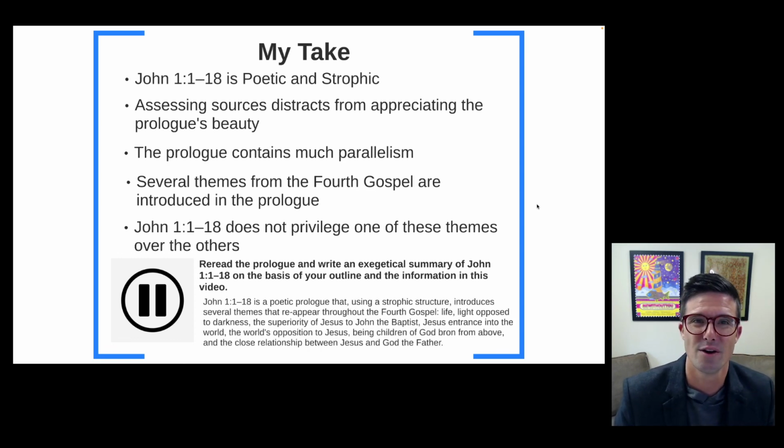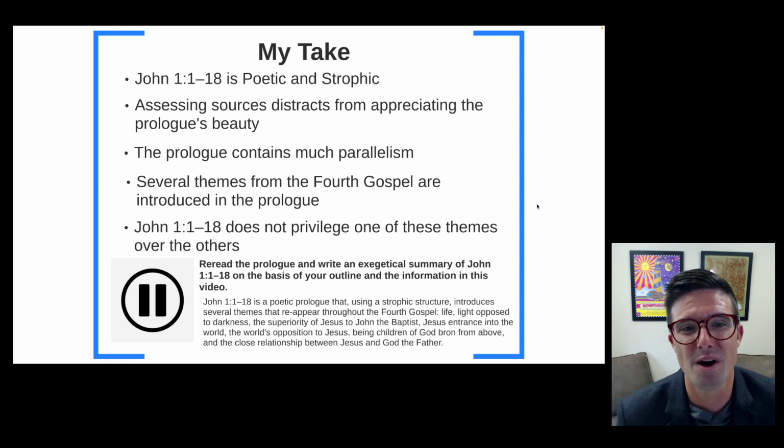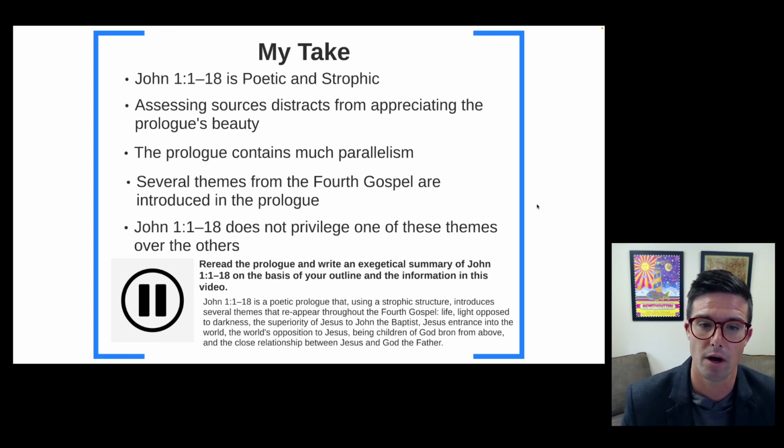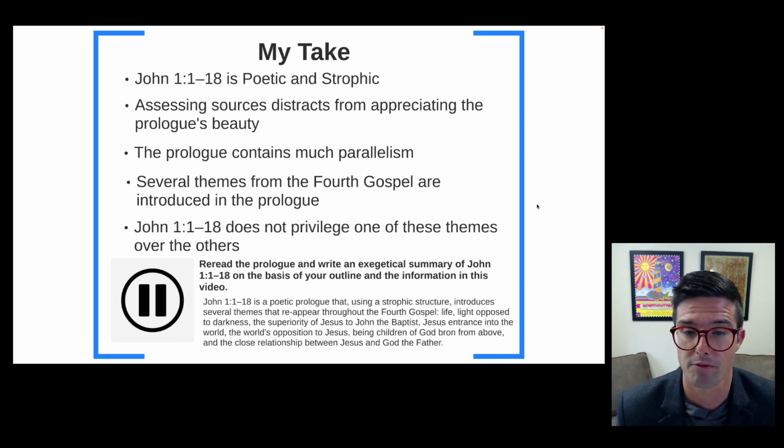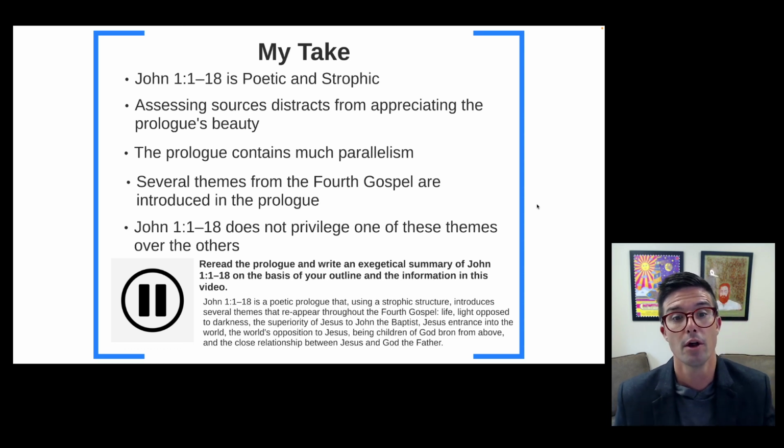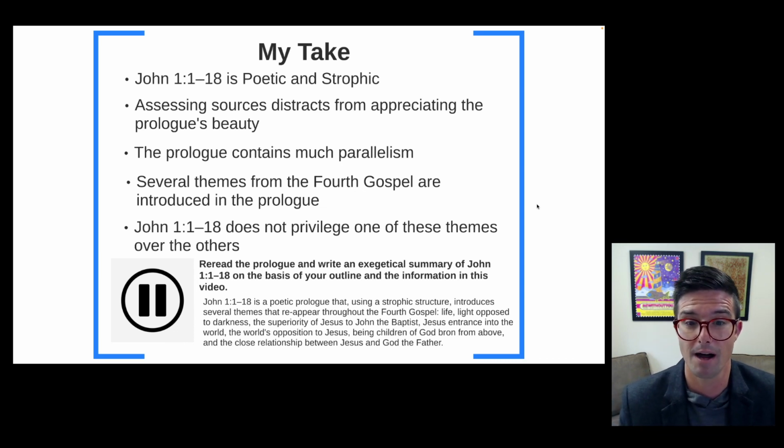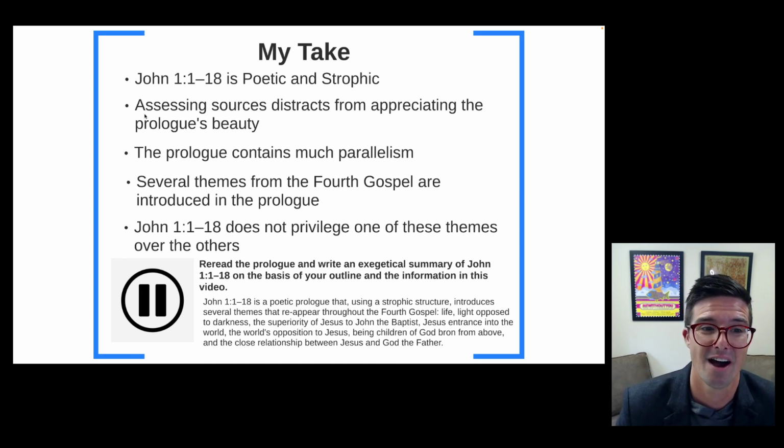All right, so here is what I have to say. John 1:1-18 is a poetic prologue that, using a strophic structure, introduces several themes that reappear throughout the fourth gospel: life, light opposed to darkness, the superiority of Jesus to John the Baptist, Jesus' entrance into the world, opposition to Jesus, being children of God, born from above, and the close relationship between Jesus the Son and God the Father.